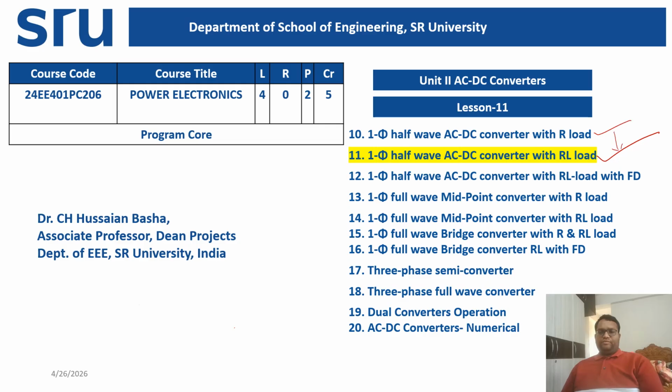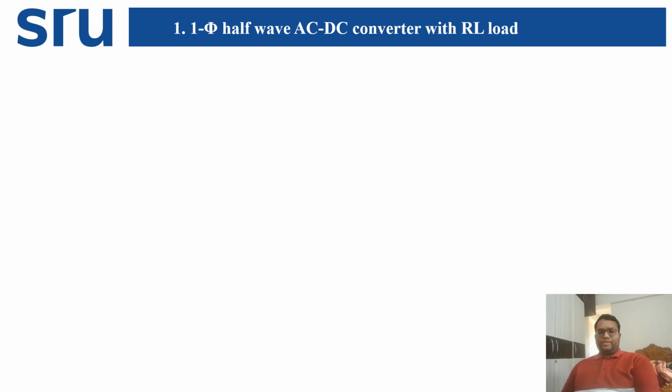Most human household applications are inductive loads. That is the reason we are going to refer to the RL load condition now. Now let us see the circuit diagram of the single phase half wave AC to DC converter with RL load. First, we will draw the circuit diagram. What is the circuit diagram here?